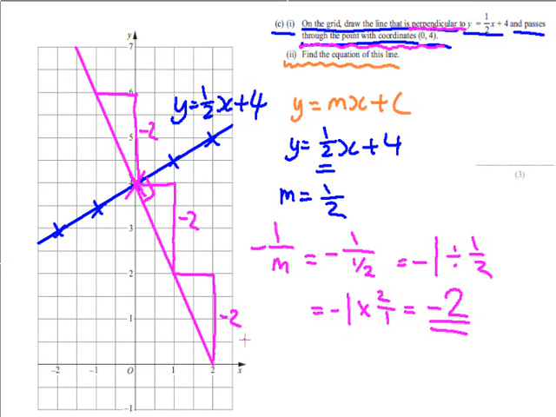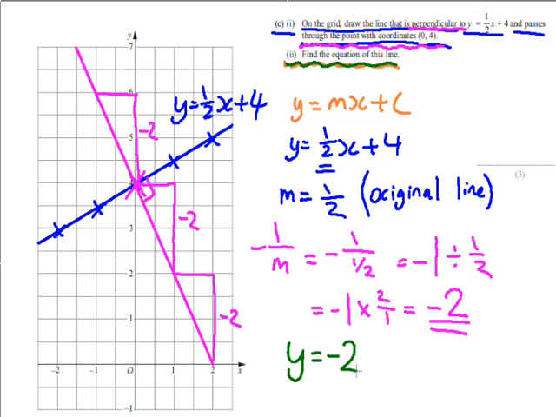Okay, so the question, find the equation of this line. So I'm just going to write in that that's the original line. So find the equation of the perpendicular line. So y equals mx plus c. So y equals our gradient minus 2x, minus 2x plus 4, as it cuts the y-intercept at 4. So that's the final answer.